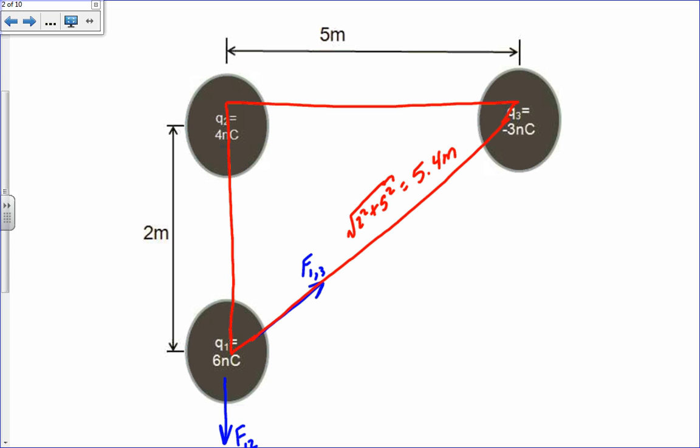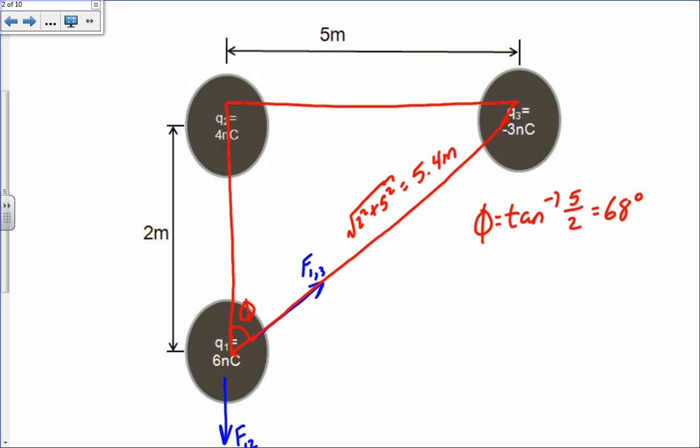I'm also going to need to know some angles. Let's figure out what this angle is. I'll call this angle phi, and phi is going to equal the inverse tan of opposite over adjacent. That's the inverse tan of 5 over 2, and that's equal to 68 degrees.